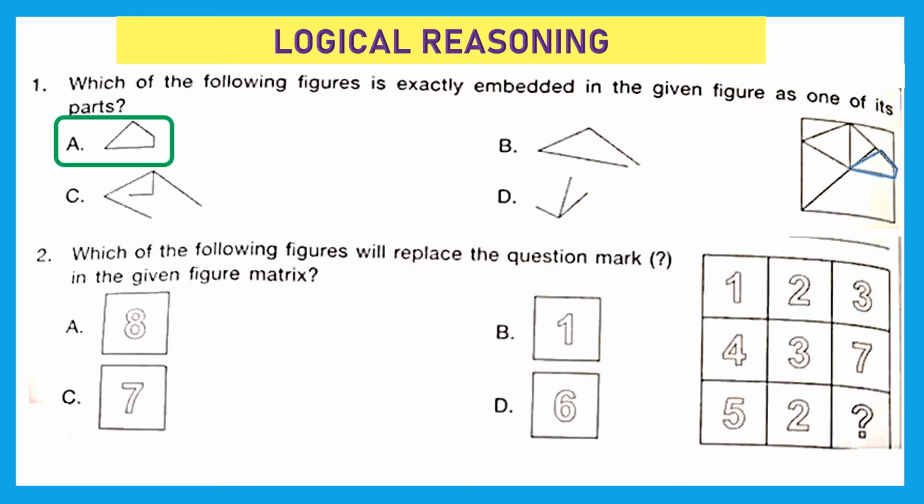Question 2. Which of the following figures will replace the question mark in the given figure matrix? To solve these types of questions, we have to see from left to right if there is any rule applied, or from top to bottom. Let's first do left to right. 1, 2, 3 in the first row. What could be the logic? It could be 1 plus 2 is equal to 3. Let's see if that applies in the second row. 4 plus 3 is equal to 7. Yes, that is the rule. So let's add 5 plus 2. What will we get? We'll get 7. Option C is the right answer.